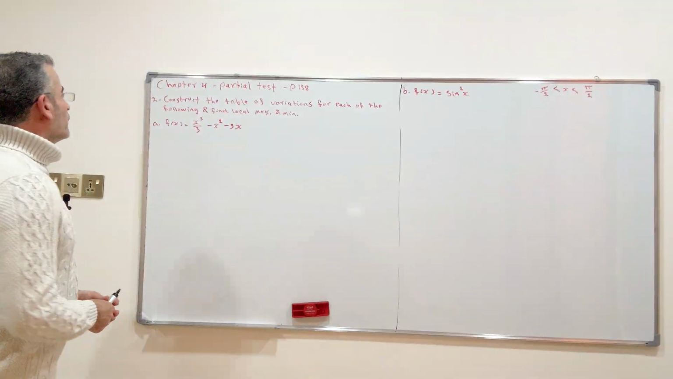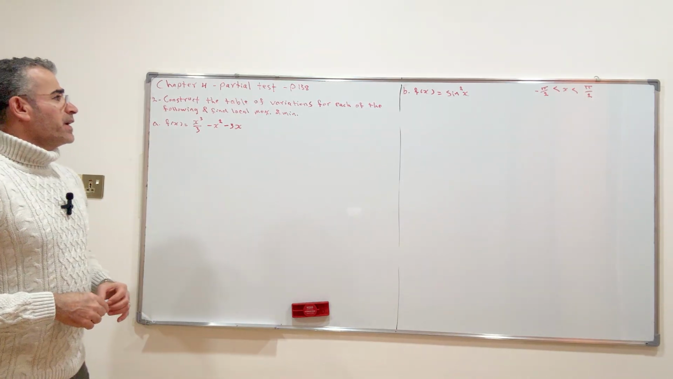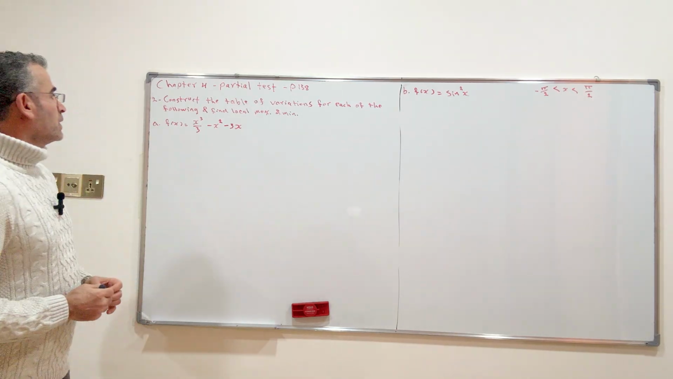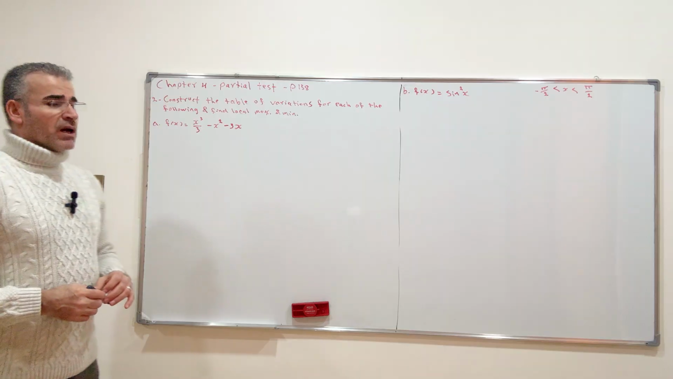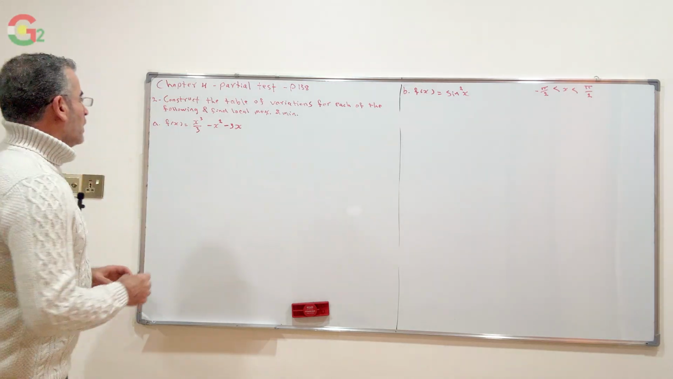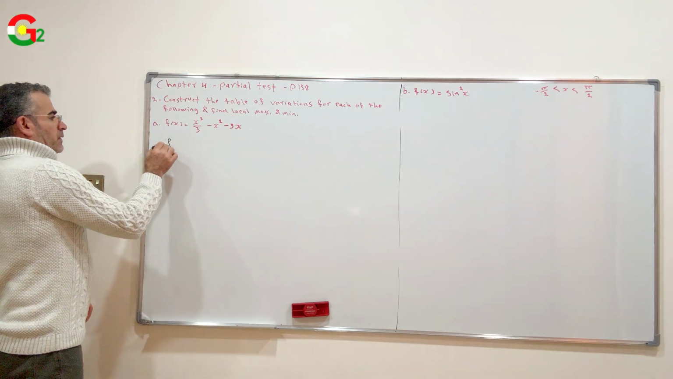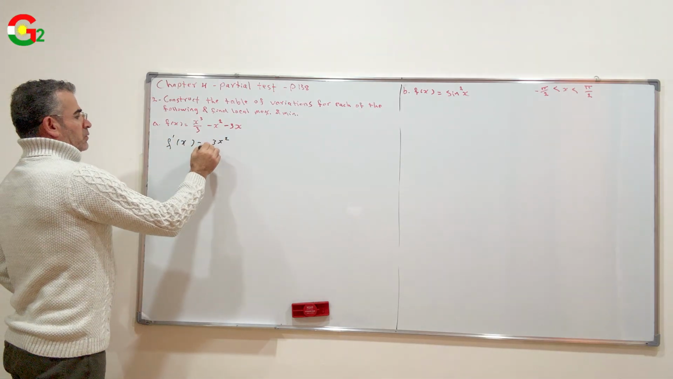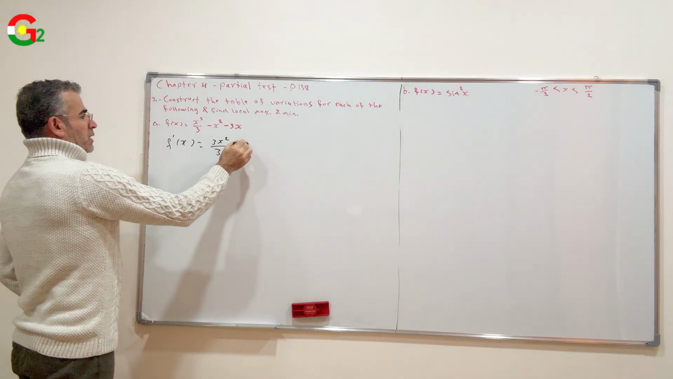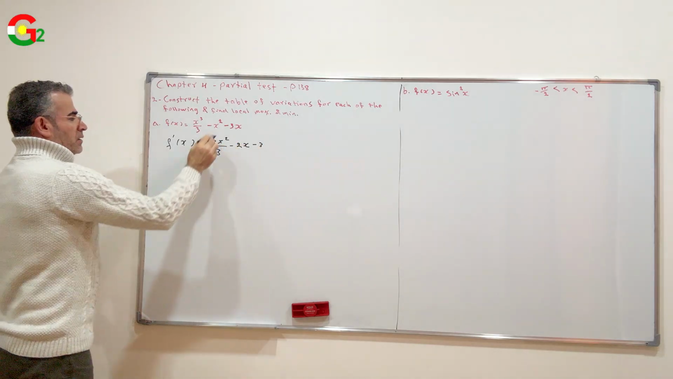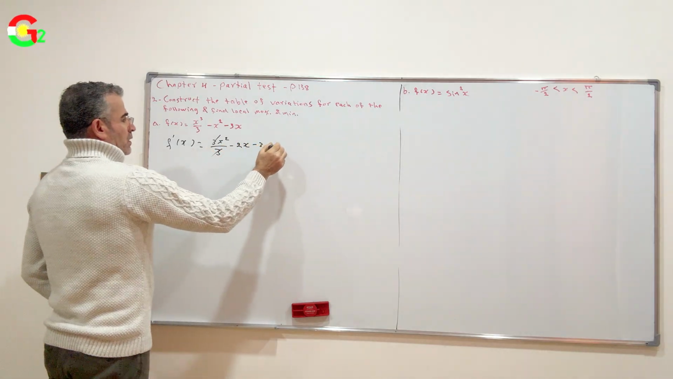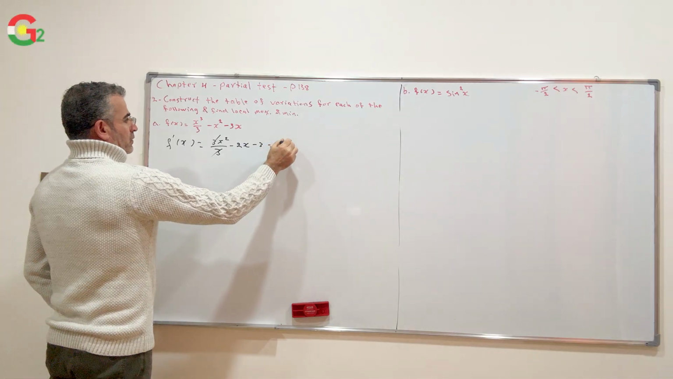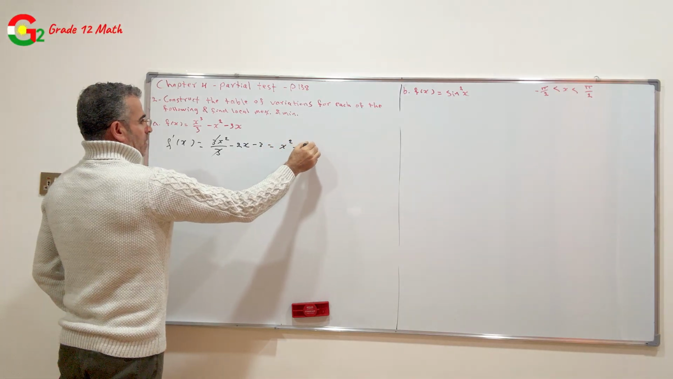Question number 2. Construct the table of variation of each of the following functions and find local maxima and minima. F prime of x equals 3x power 2 over 3 minus 2x minus 3. Reduce 3 with 3, equals x power 2 minus 2x minus 3.